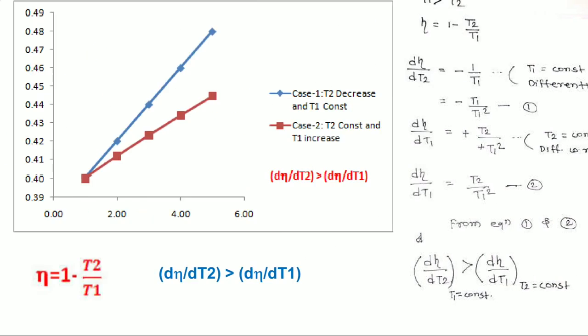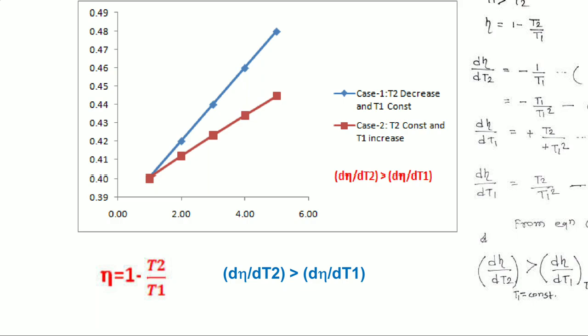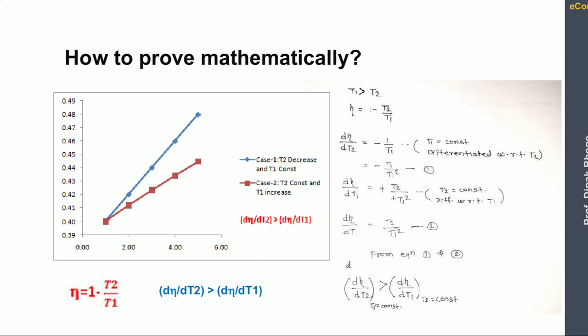Therefore, from this diagram it is clear that the blue color line has a greater slope than the brown color line. The blue color line is the line in which T2 is reduced. This is how we can prove mathematically the change in efficiency with respect to T1 and T2. And from this slide we can conclude that the decrease in lower temperature of a Carnot cycle or Carnot engine has greater improvement in efficiency than the increase in higher temperature.